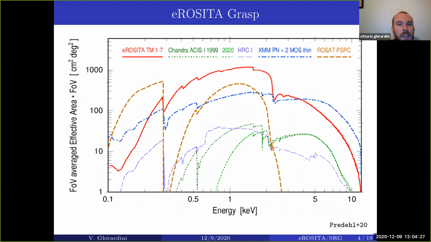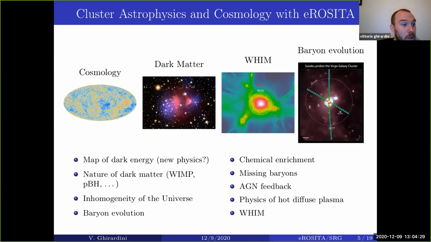So I'm not going to focus on all the goals of eROSITA. I'm just going to display a little bit the main goals regarding cluster astrophysics and cosmology. First of all, we want to do cosmology with eROSITA. So we want to map the dark energy distribution in the universe, and we also want to find out whether we can find new physics by fitting the cosmology using clusters.